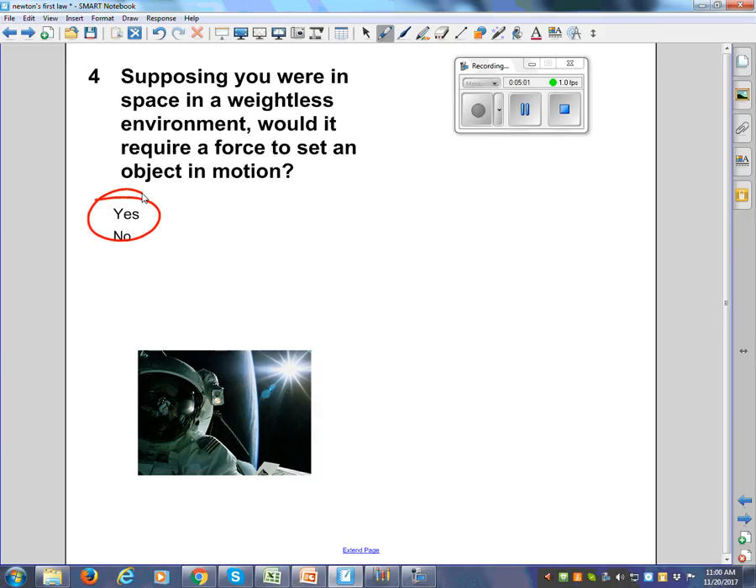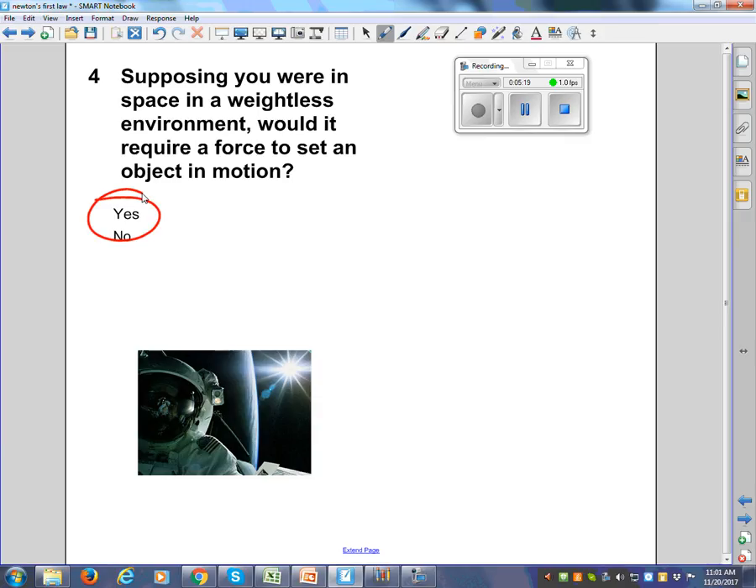Suppose you're in space and weight is not a factor. Would it require forces that are not in motion? Yes, it would. If I have my deck of cards up there in space, if I was up on the old space station and I let my deck of cards go, what would happen? It would just hover there right in front of me, would it not? It would just stay right there.